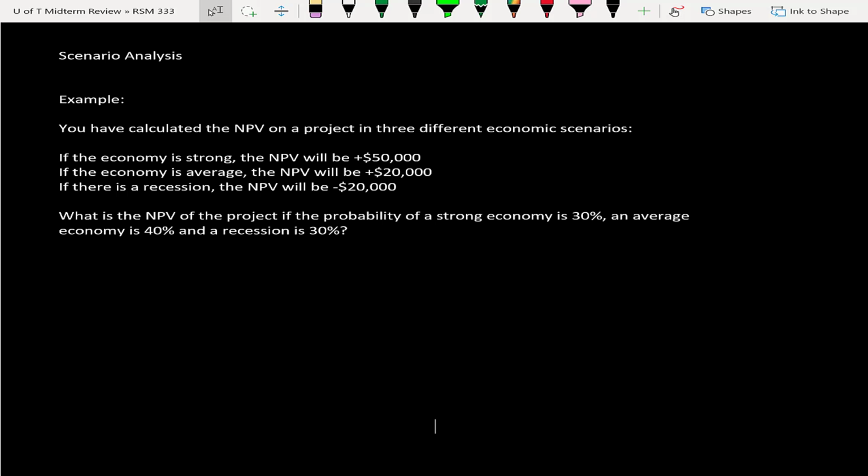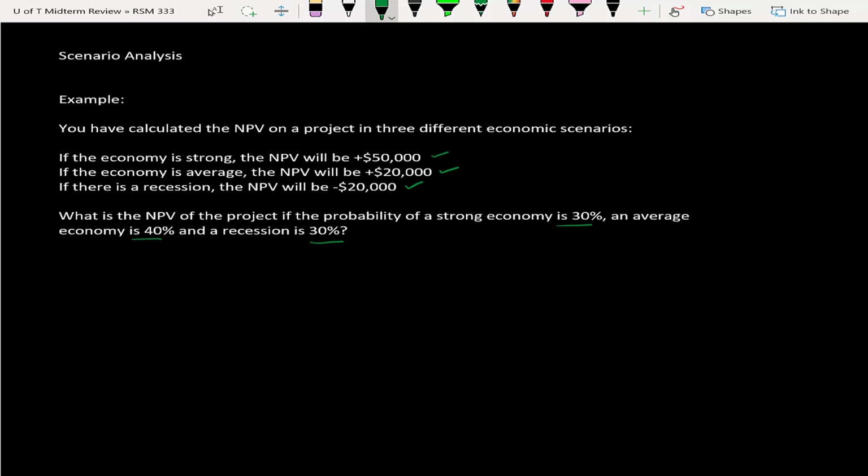The first one says you've got a project that's going to have a different NPV depending on how the economy is doing, which makes sense because some projects will be more successful in a good economy. So in this case, it says if the economy is strong, it'll have a $50,000 positive NPV. If the economy is average, it'll be $20,000. And if you go into a recession, it'll actually have a negative NPV of $20,000. And the probability of each occurring is 30% for a strong economy, 40% for average, and 30% for a recession.